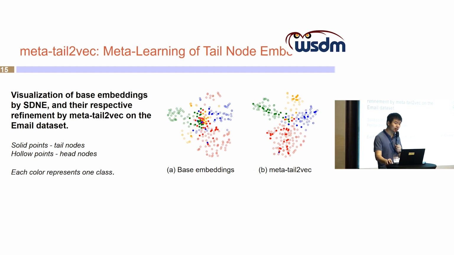But after refining by our method, you can see that the solid nodes also move away, right? They move to their respective clusters. So the solid points, the tail nodes, are now in their respective clusters, right? So this shows that our method can actually improve the embedding of the nodes.